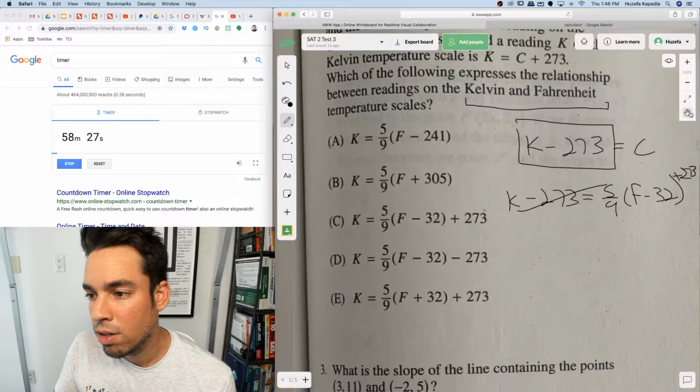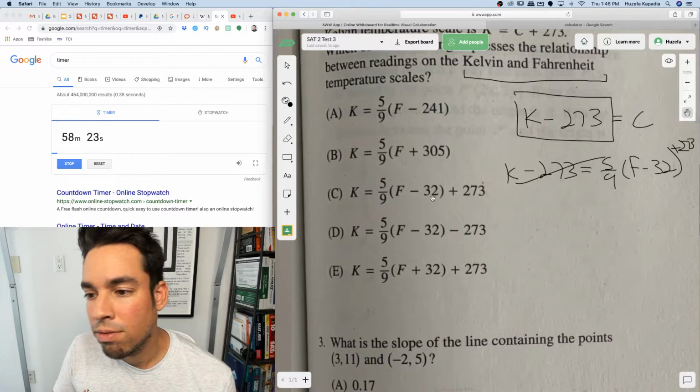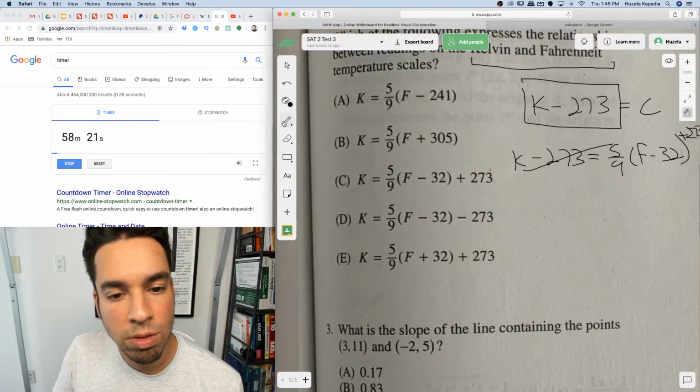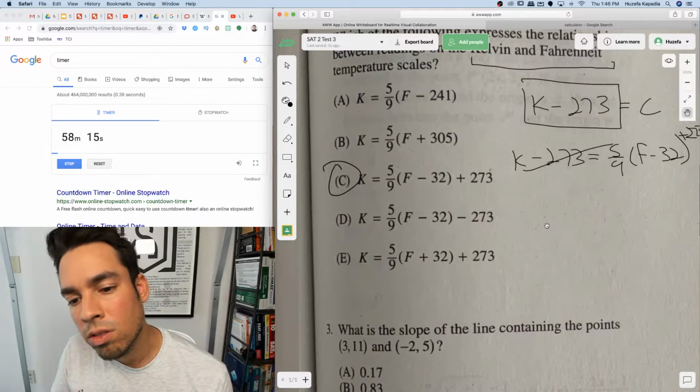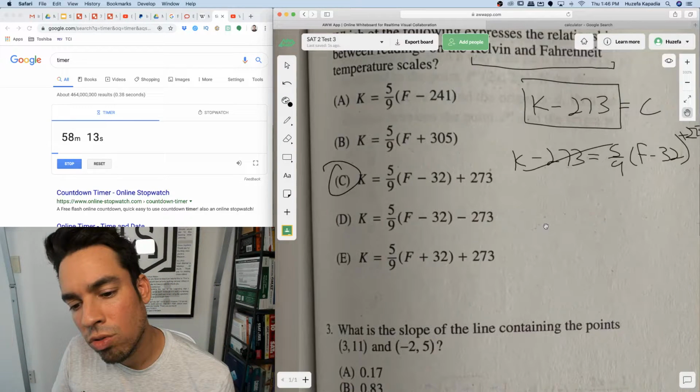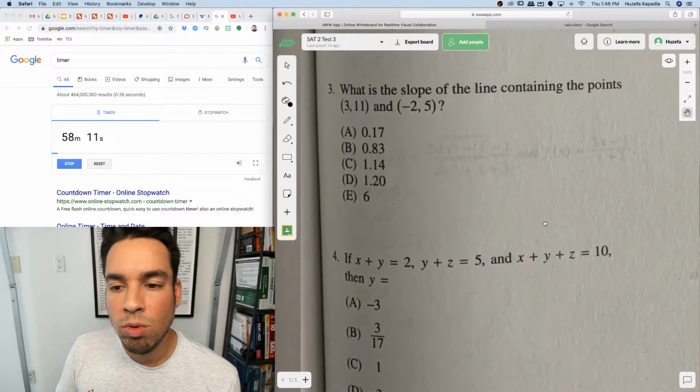And then it is which one? 5/9 F minus 32 plus this one. I think that's it. 32. Yep. Okay, what is the slope of the line containing these points?